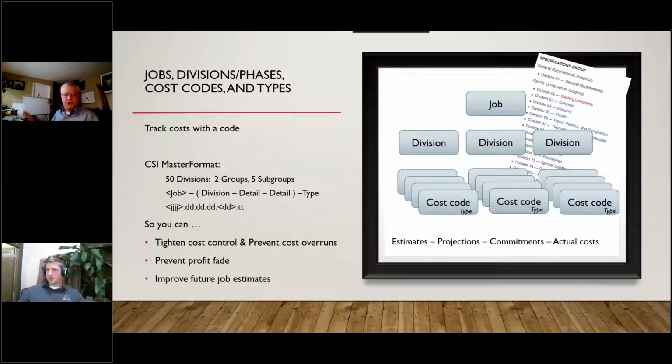Wondering about that. So let's talk a minute about MasterFormat and what the job codes and cost codes are all about. So CSI is a standardization body that put together this thing called MasterFormat, and it's a standard that's published by this organization, CSI, and it creates these cost codes throughout the construction industry.